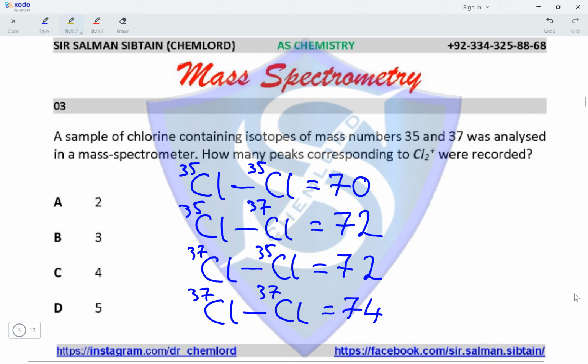The number of peaks corresponds to the masses of the molecular ions, which would be one peak for mass 70, one peak for mass 72, though there are two possibilities for this mass to be present, and one peak for the mass of 74. So in total, three possible peaks may be present in this sample, making option B the correct option for this question.